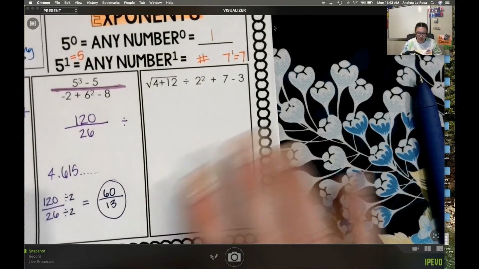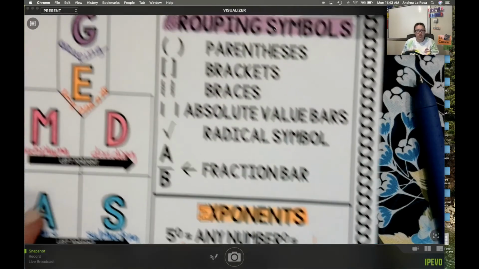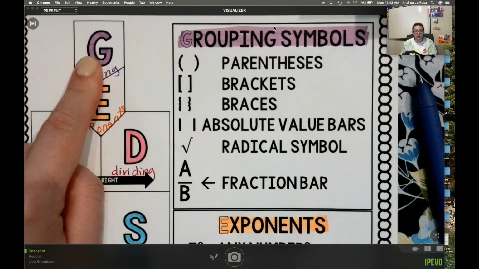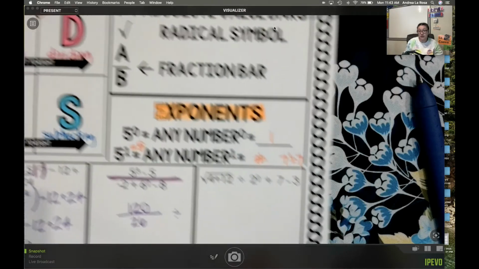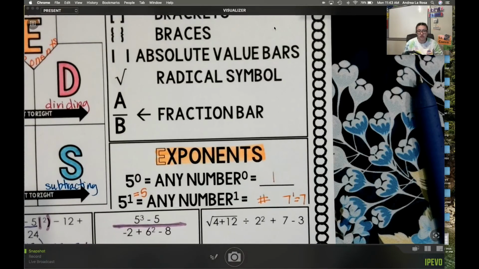So thinking about my GEMDAS, the first thing I need to do is my grouping. Do I have any grouping symbols in this problem?